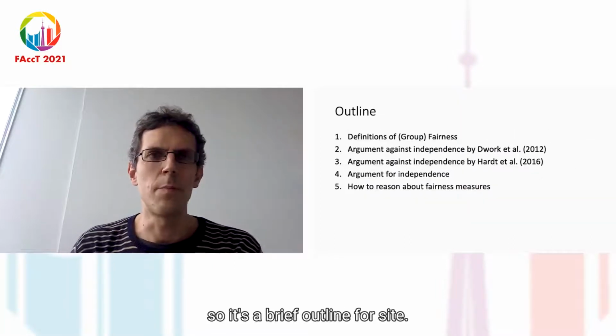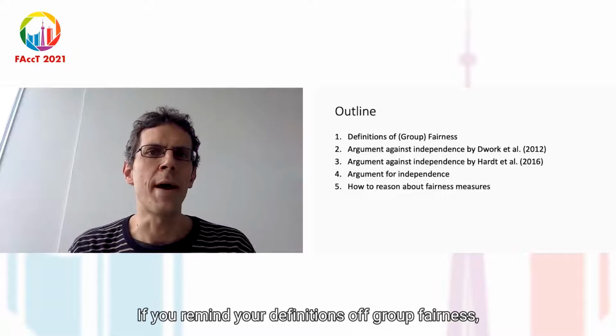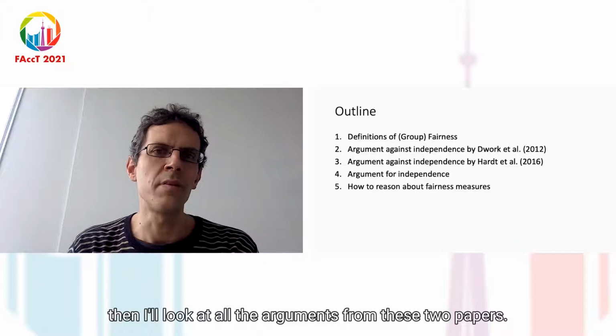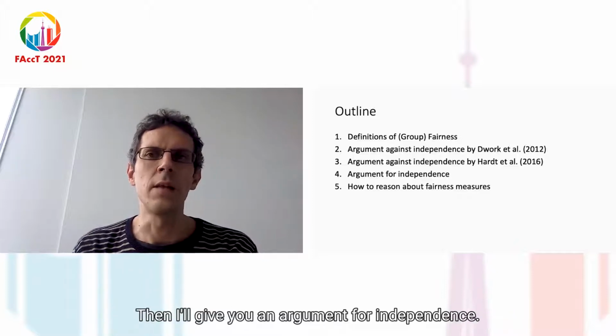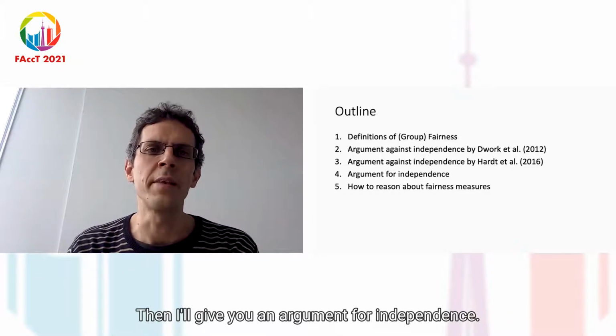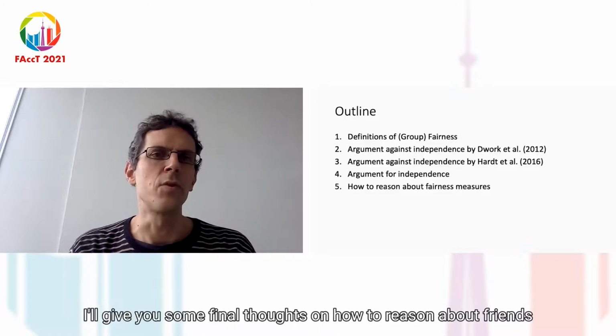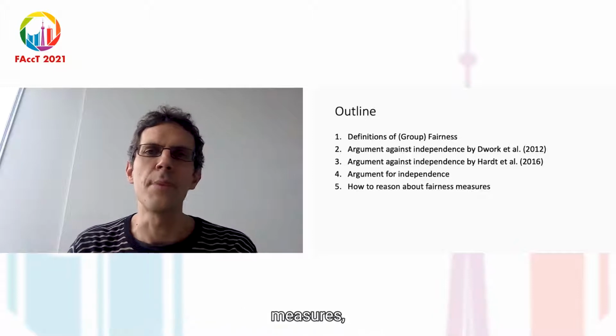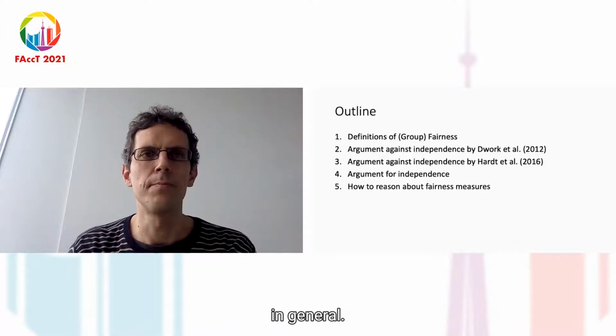Okay, so it's a brief outline. First, I have to remind you of the definitions of group fairness. Then I'll look at the arguments from these two papers. Then I'll give you an argument for independence, and I'll give you some final thoughts on how to reason about fairness measures in general.